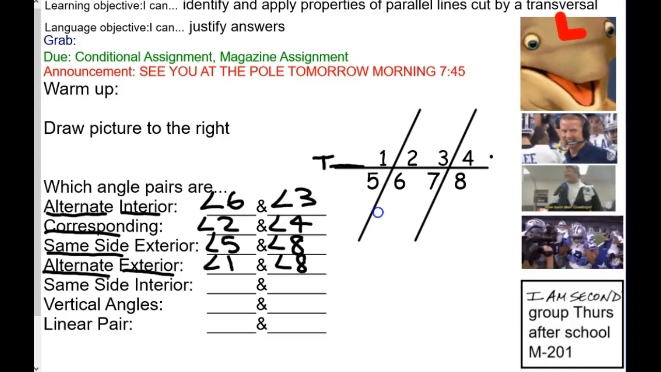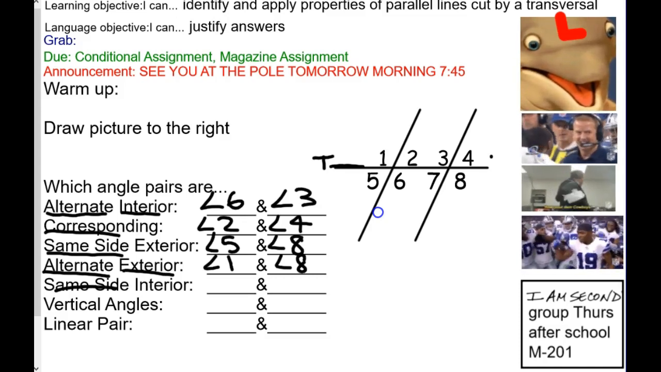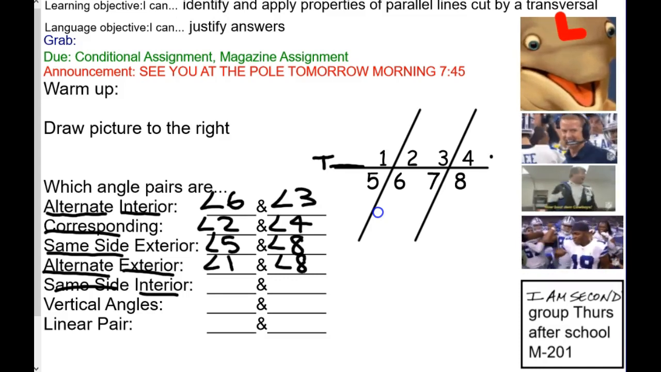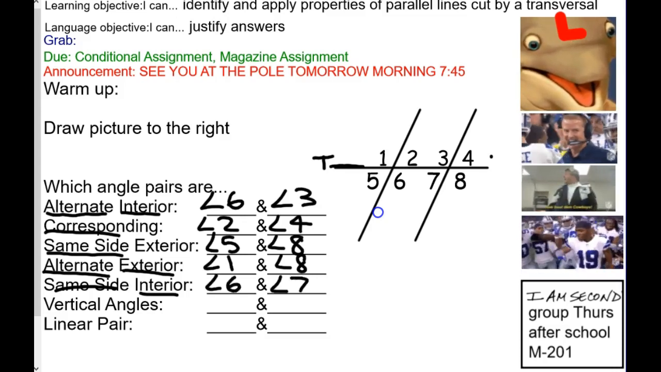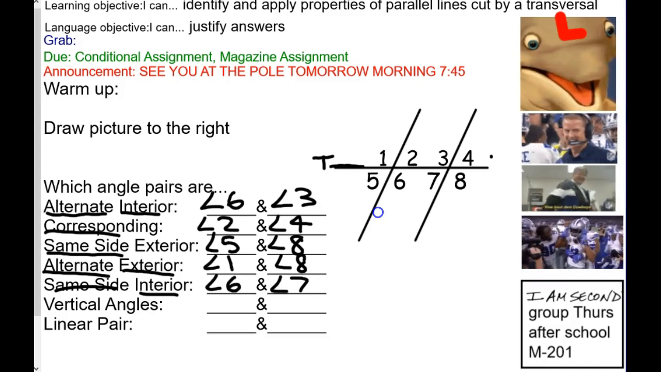So, same side is on the same side. Interior is in the parallels. Okay, so let's pick an inside angle, right? So inside angle is 7. What other angle is on the same side in between? 6. Do y'all see that? 7 and 6, same side of the transversal, in the parallels. What's another same side interior? 2 and 3, same side of the transversal, inside the parallels.